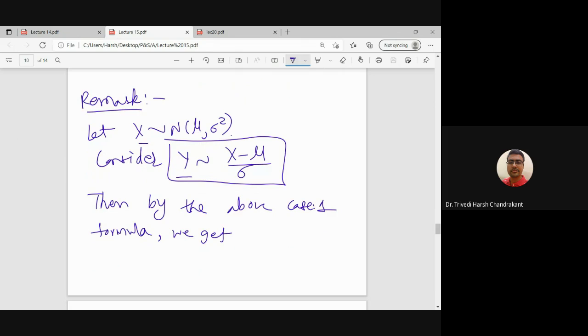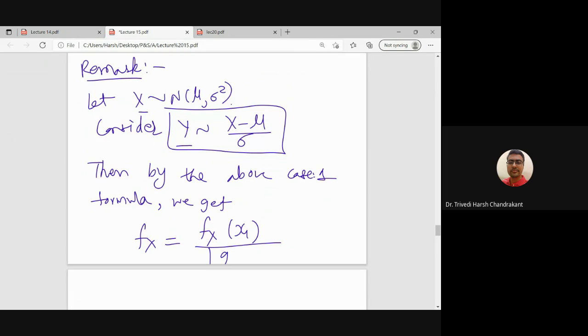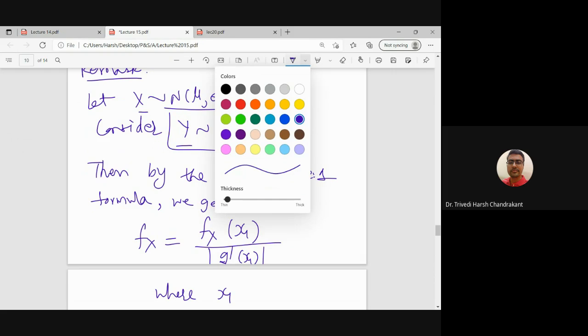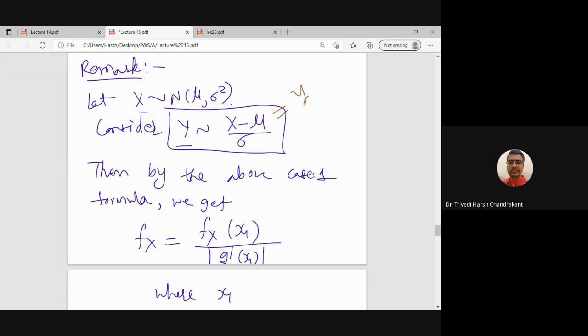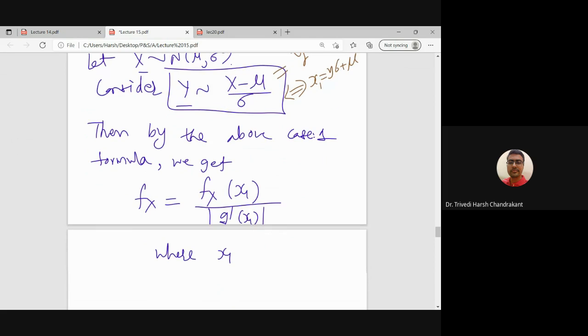So what we get is fy is essentially fx at x1, because this is a linear function, divided by the derivative g dash at x1. So what is x1 here? We get x1 when we set this equal to y. That means y sigma plus mu is x. So x1 is mu plus sigma y.